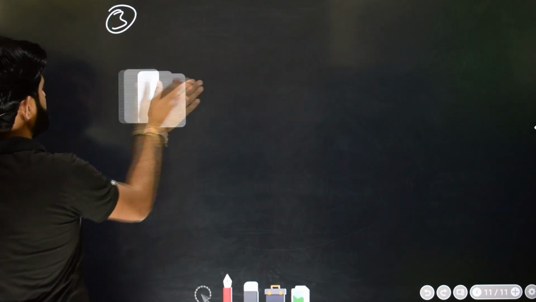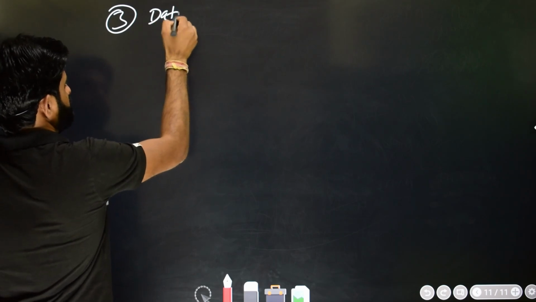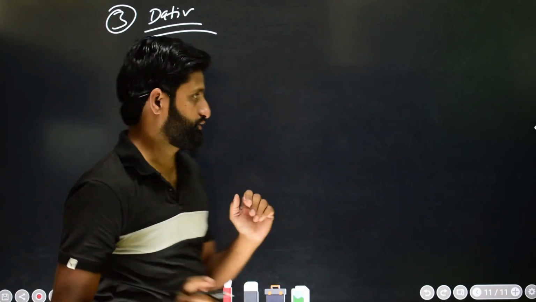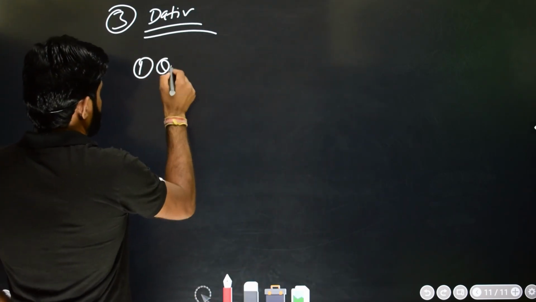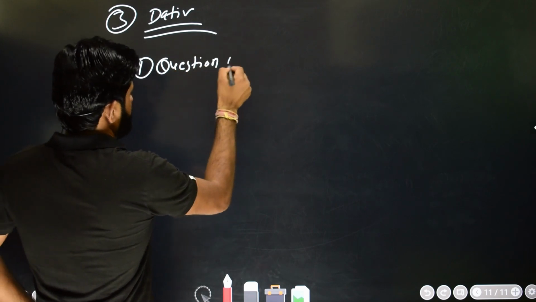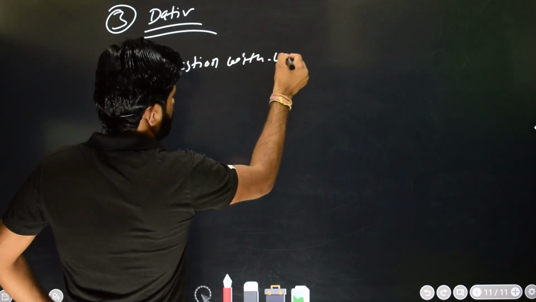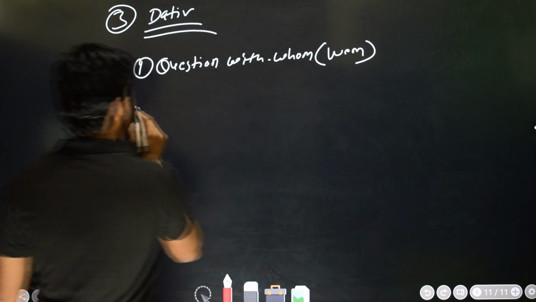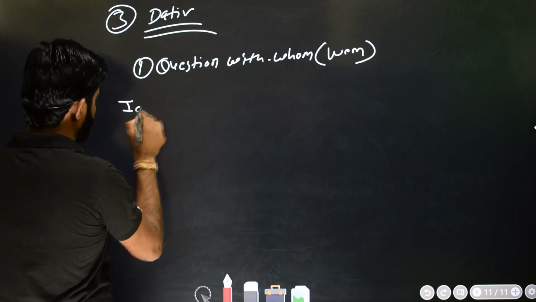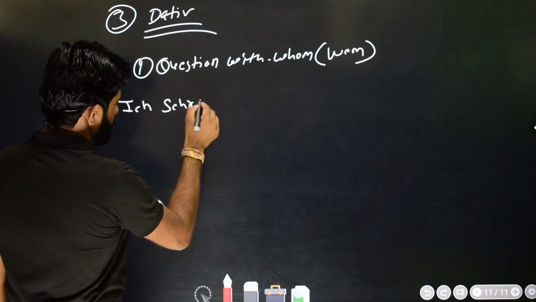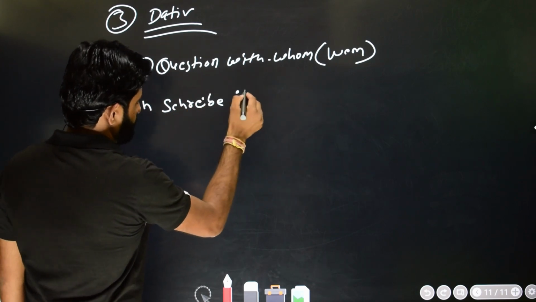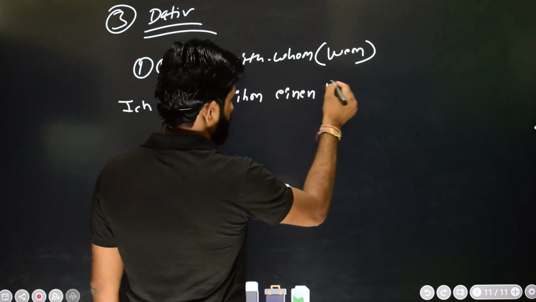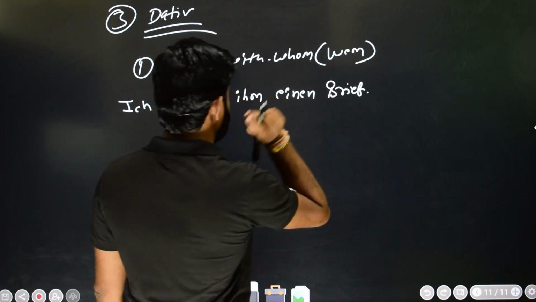Now the third one is dative case. So what we will do, we will apply the same rules that we used for accusative. First rule was question with whom. In German it will be wem. Let me write an example. Ich schreibe ihm einen Brief. That means I am writing him a letter.